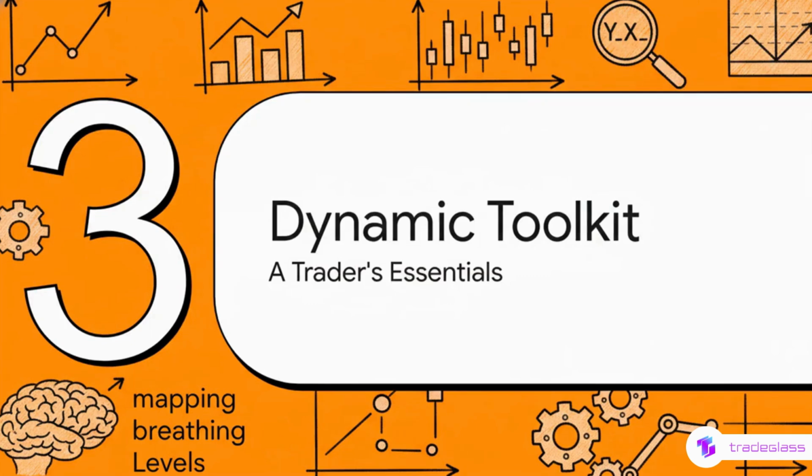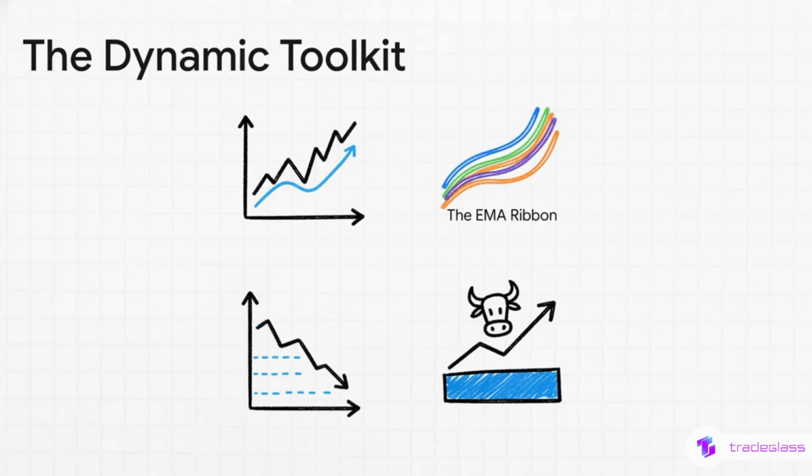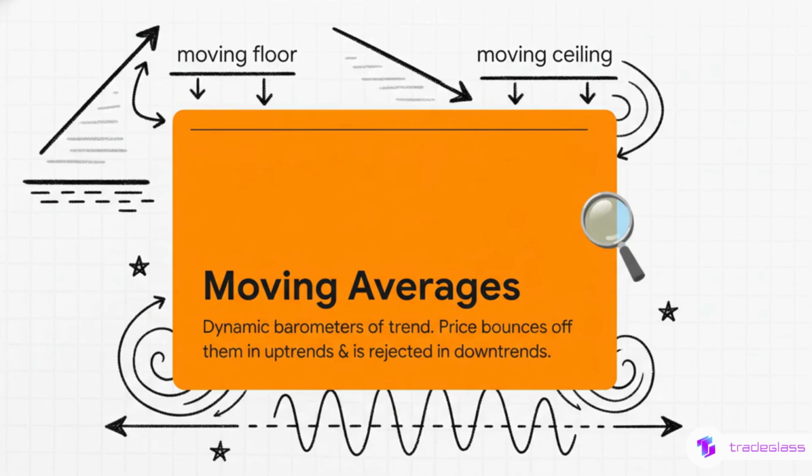So, the big question is, how do we do that? How do we actually map these breathing levels? Well, you can't use an old map for a new world, right? It requires a completely different set of tools. Let's take a look at what's in a modern trader's dynamic toolkit. Inside this toolkit, we've got 4 real heavy hitters that help us see the market in this new light. We've got the classic moving averages, the super visual EMA ribbon, the almost magical Fibonacci retracements, and the really powerful bull market support band.